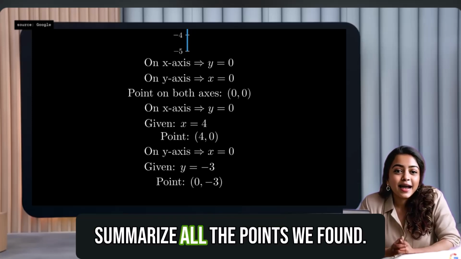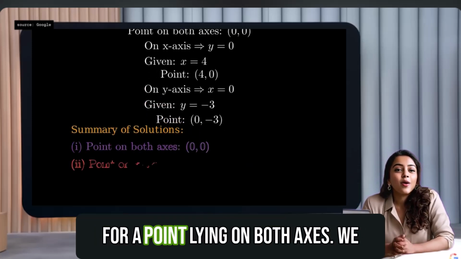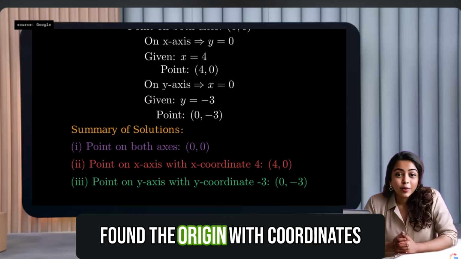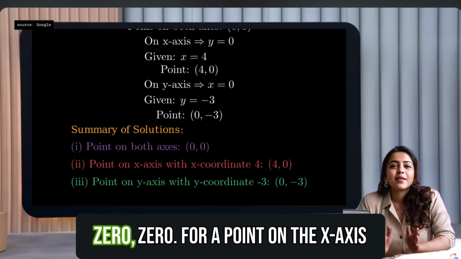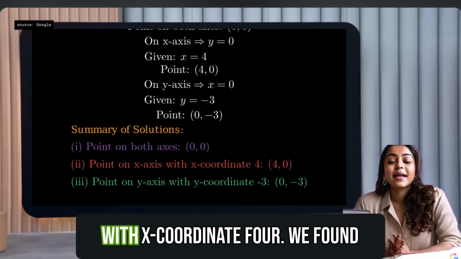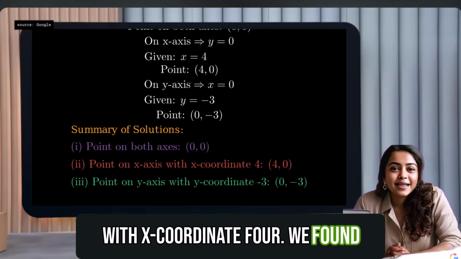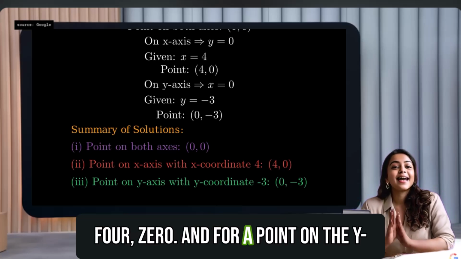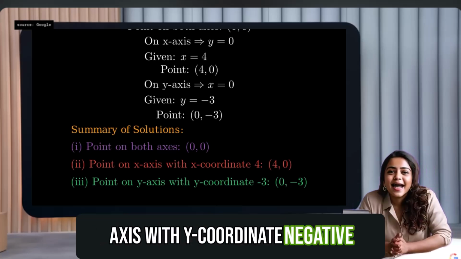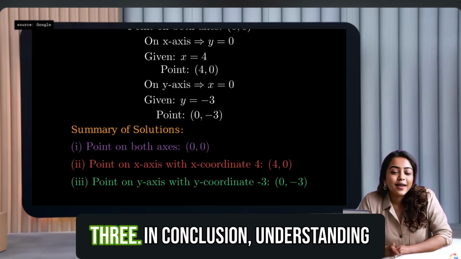Let's summarize all the points we found. For a point lying on both axes, we found the origin with coordinates (0, 0). For a point on the x-axis with x-coordinate 4, we found (4, 0). And for a point on the y-axis with y-coordinate -3, we found (0, -3).